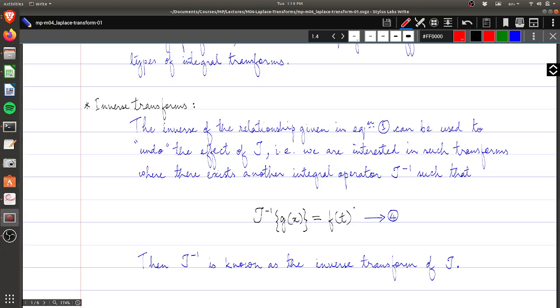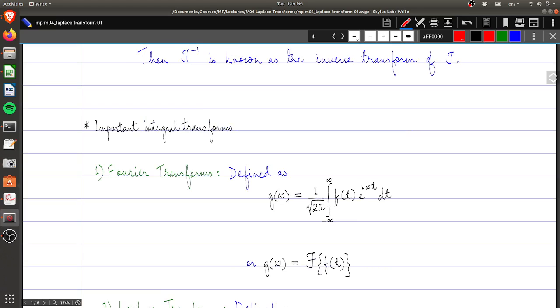So now some important integral transforms. One important integral transform we have already studied in your BSc, and that is the Fourier transform, right? Suppose I have a function f of t, a function of time. If I multiply it with e to the power i omega t, and then integrate from minus infinity to plus infinity, then whatever result we get is called the Fourier transform. Is this clear, everyone? We refer to this as the symbol for the Fourier transform.